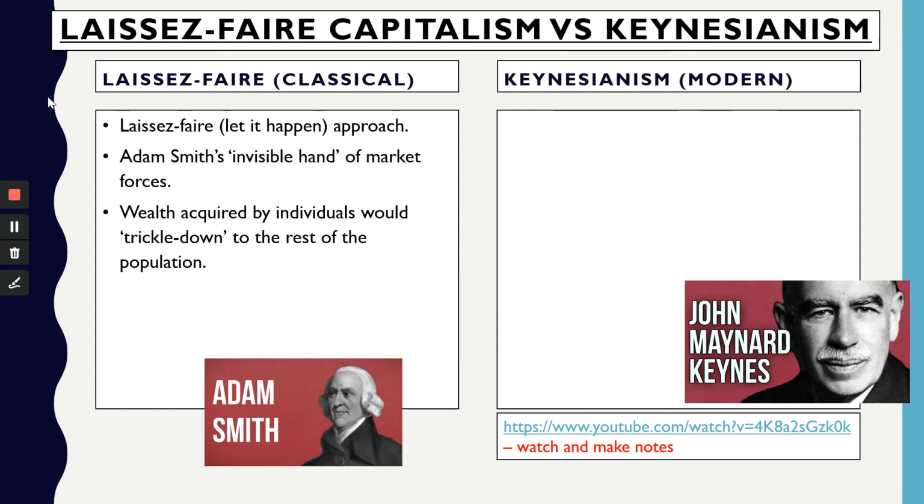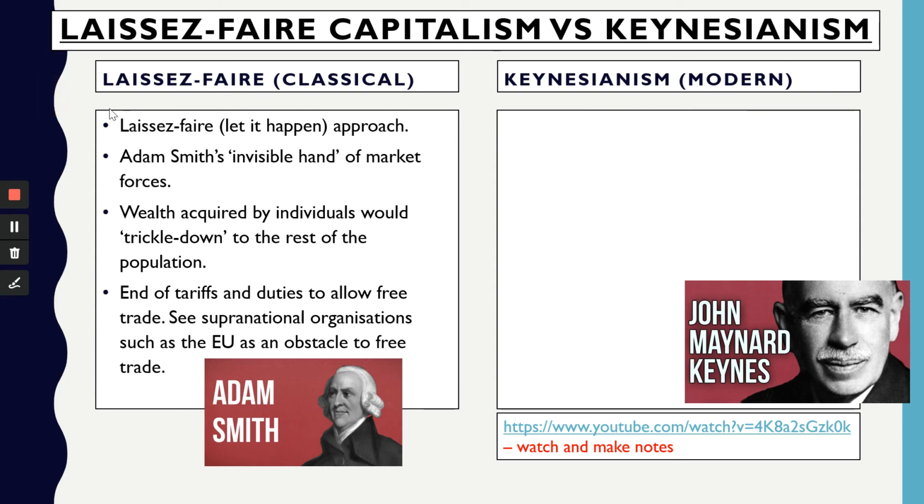Wealth that's acquired by individuals would trickle down to the rest of the population. That's what laissez-faire classical liberals think happens in this system. If you've got somebody who's very rich, it doesn't matter that they've become rich, because ultimately they're going to pay tax, and then that tax will help support those who are lower down the social order. And also, if a business does really well, ultimately it's going to need to hire more people. That leads to more employment. If people are employed, it means they've got more money to spend, and eventually the rest of the population will become wealthy too.